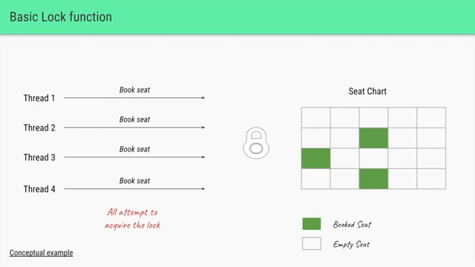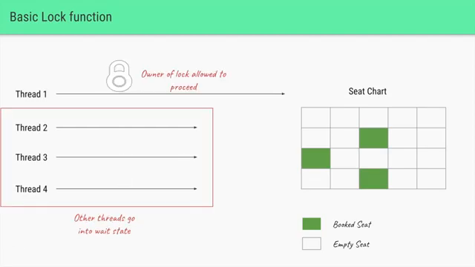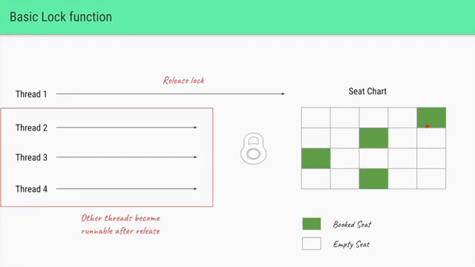So in this case, all 4 threads will try to acquire the lock. Only one thread will be allowed to acquire that lock, and that thread, in this case thread 1, which is the owner of the lock, is allowed to proceed. This thread will book a particular seat and it will release the lock. Once the lock is released, threads 2 through 4, which went into the waiting state because the lock was not available, will now again become runnable.